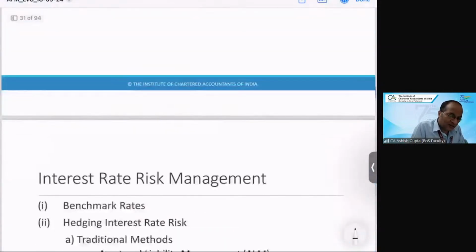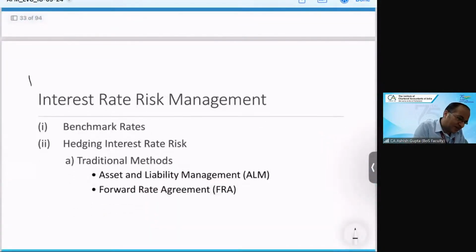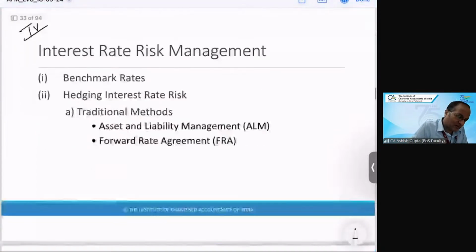Okay, student. Now we are coming to the last chapter of this section, interest rate risk management. When we talk about interest rate risk management, sometimes we say that if I am investing in a bond, it is not risky, but that is wrong. Why is it wrong? I will give you a very small example.